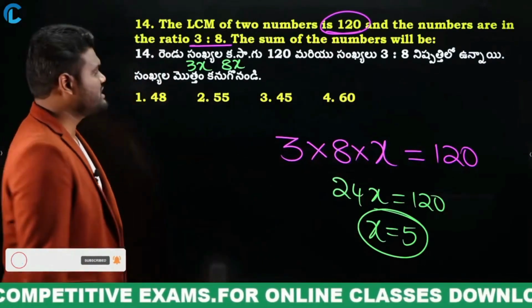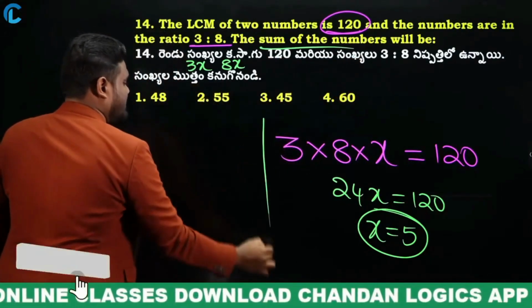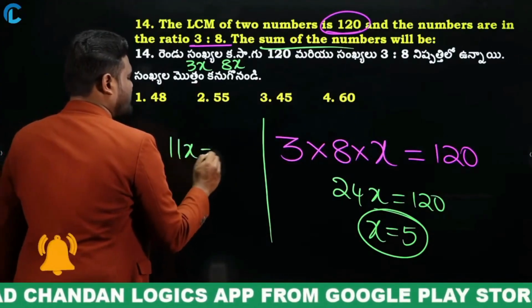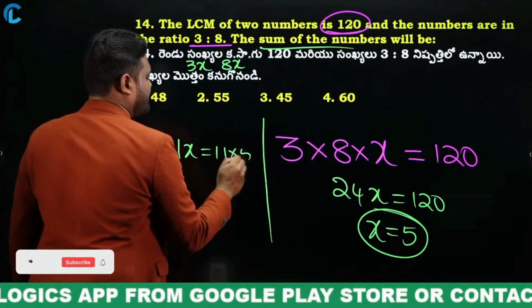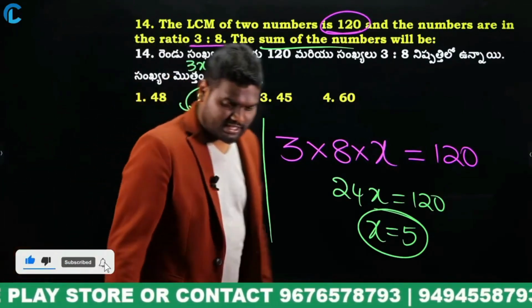Once I know the x value, the question is asking the sum of numbers. Sum of numbers means 3x plus 8x, that is 11x. I know the x value, so 11 into 5, the answer is 55. So the answer for this question is 55.